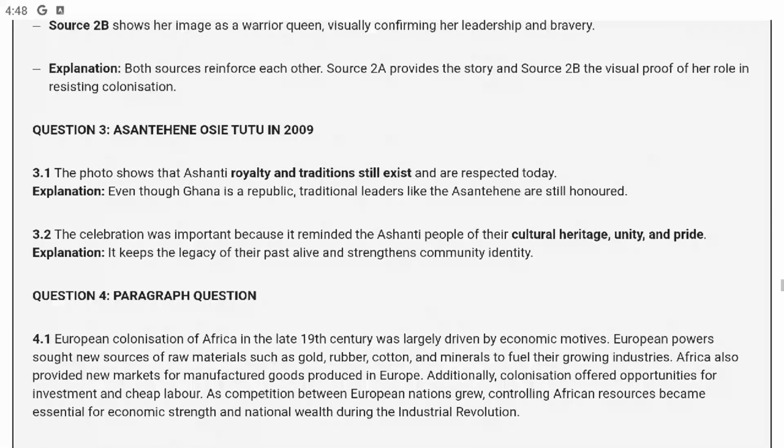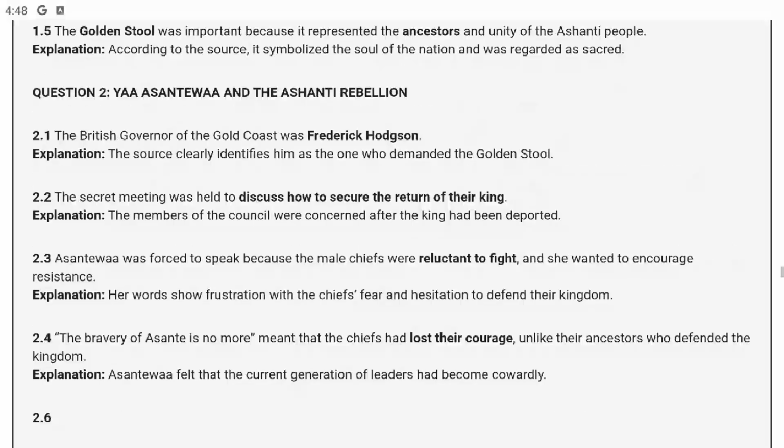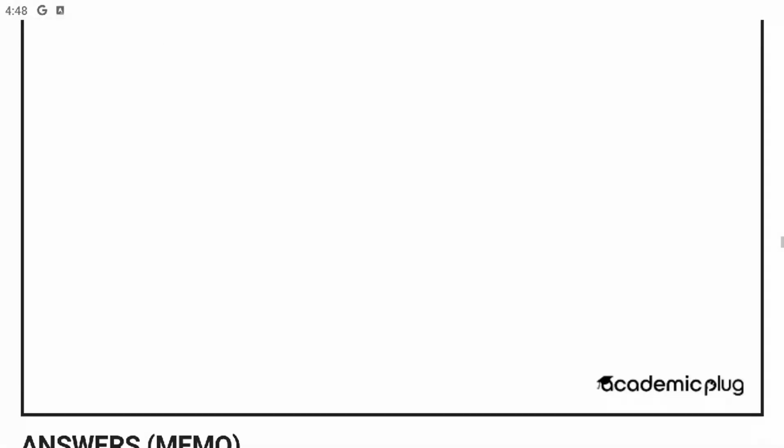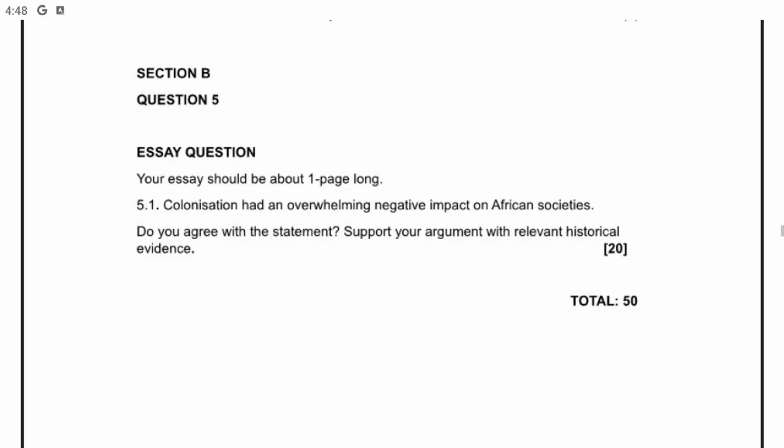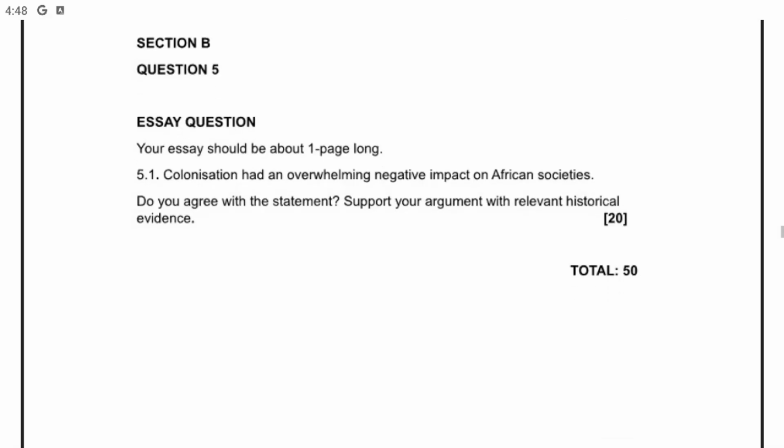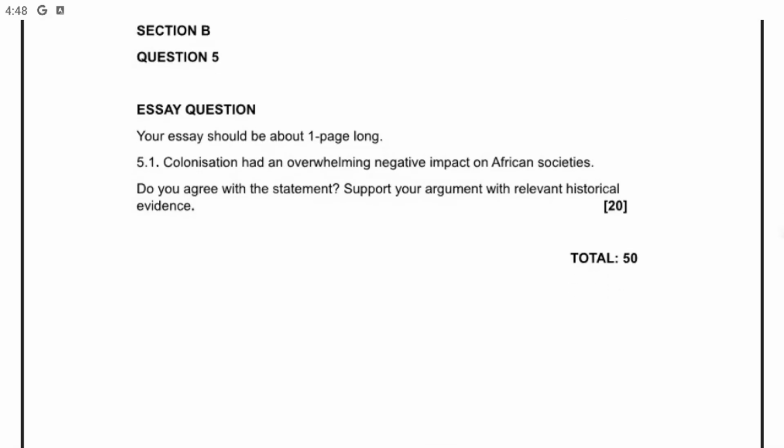All right. So let's come to question 5. Question 5 is going to be an essay question, okay? So your essay should be about 1 page long. So 4.1, colonization had an overwhelming negative impact on African societies. Do you agree with the statement? Support your argument with relevant historical evidence.